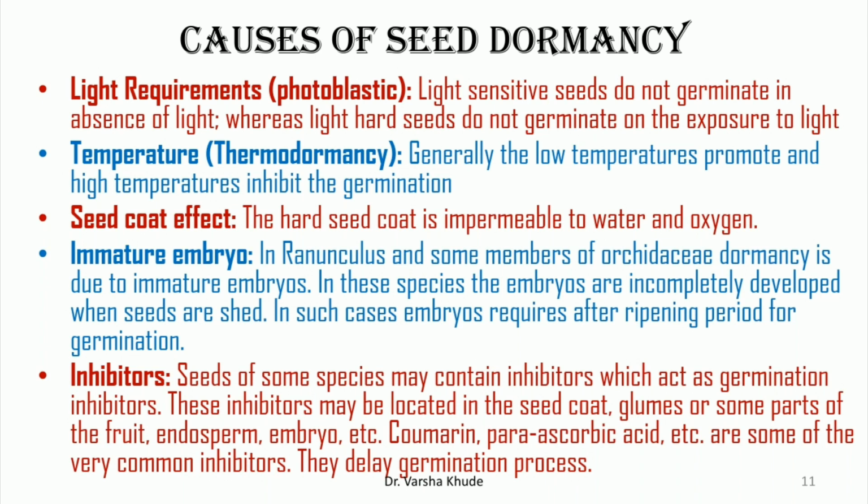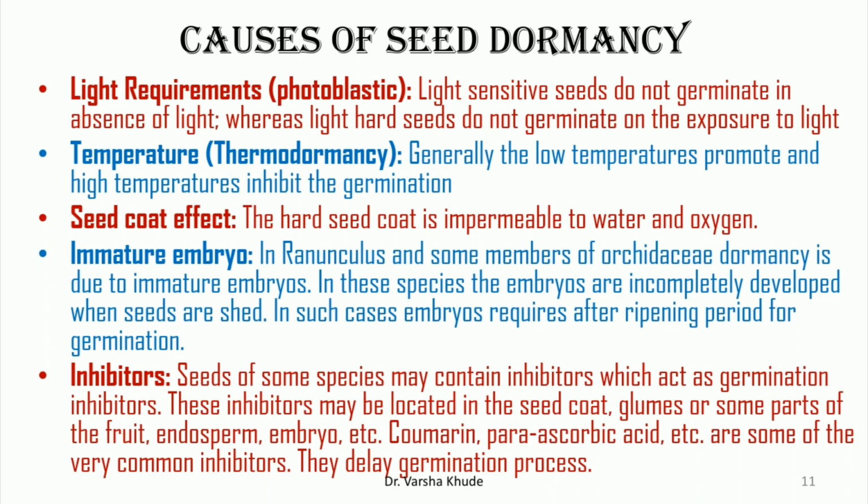Seed coat effect. Dormancy in some seeds is due to occurrence of hard seed coat. The hard seed coat is impermeable to water and oxygen. Once the hard seed coat is removed, seeds start germinating. Immature embryo. In Ranunculus and some members of Orchidaceae, dormancy is due to immature embryos. In these species, the embryos are incompletely developed when the seeds are shed. In such cases, embryos require an after ripening period for maturation.